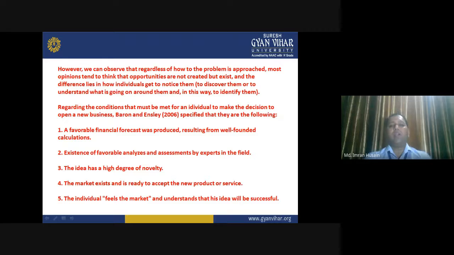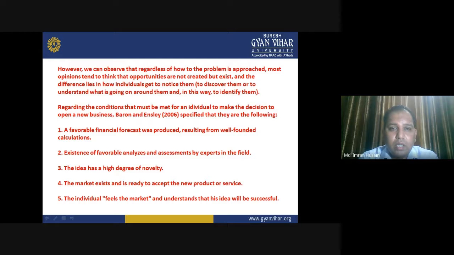However, we can observe that regardless of how the problem is approached, most opinions tend to think that opportunities are not created by individuals, and the difference lies in how individuals get to notice them, to discover them, or to understand what is going on around them. In this way, to identify them.